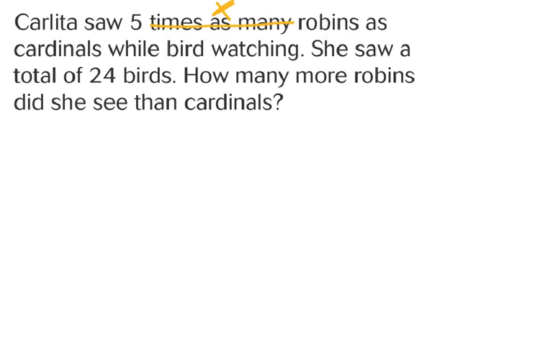So when I'm representing that in my model, I have 5 boxes for robins and 1 box for cardinals. She saw a total of 24 birds. That's going to be my total on my bracket off to the side. How many more robins did she see than cardinals? I want you to go ahead and set up your model, solve for your variable, go back and reread the question and see if you can solve for our final answer.